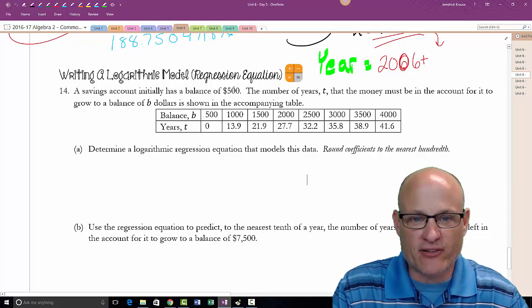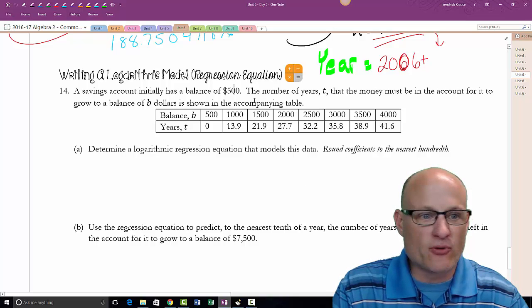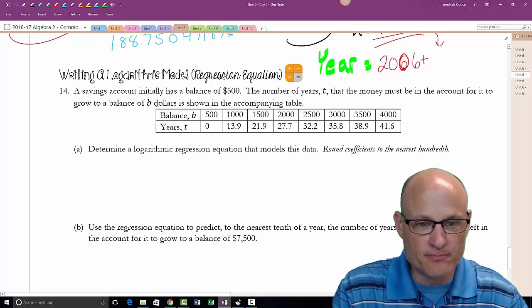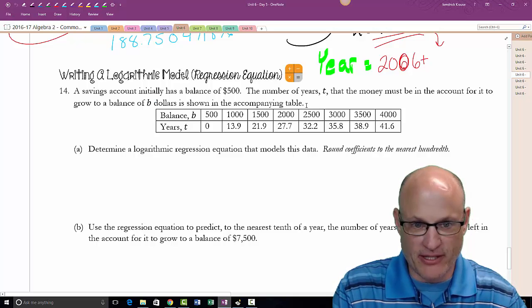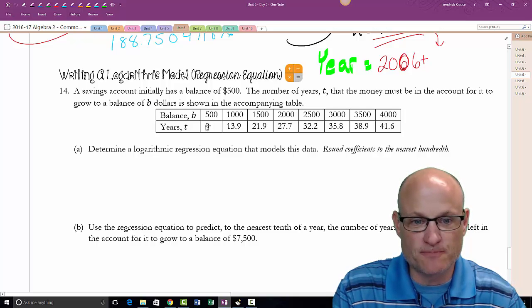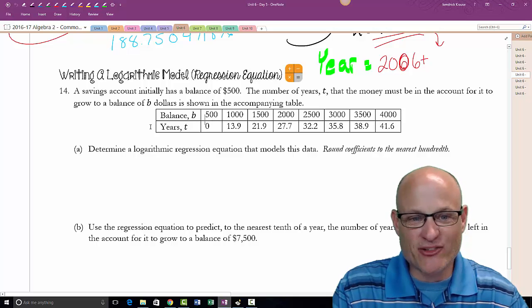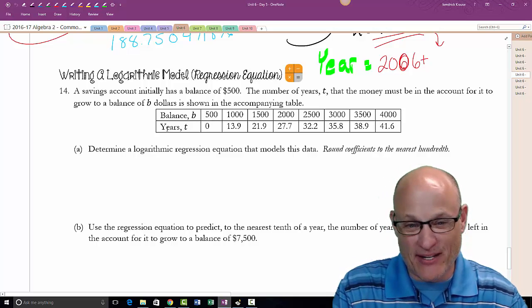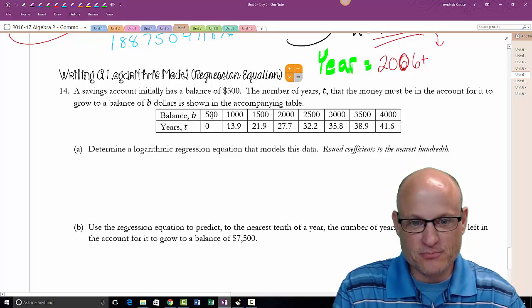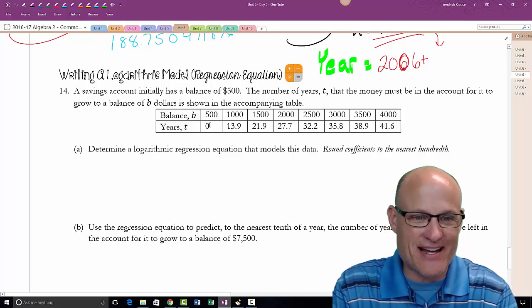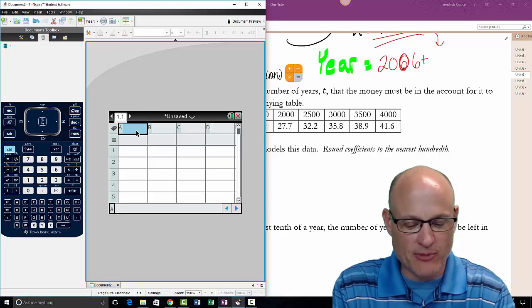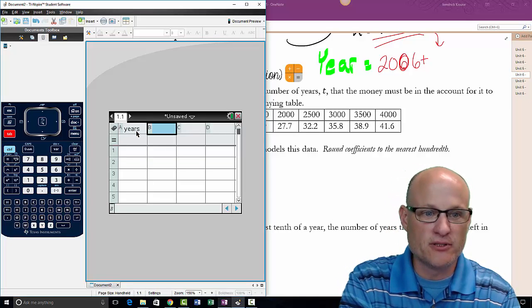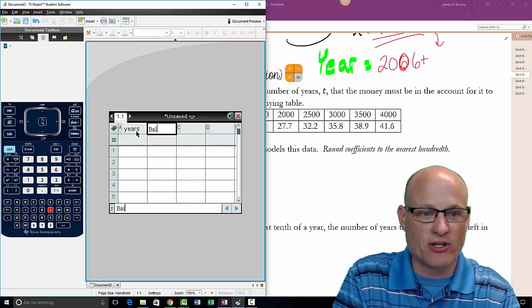A savings account initially has $500. The number of years T that the money must be in the account for it to grow to a balance of B dollars is shown in the accompanying table. So year 0, you get $500. So actually, years is the independent variable. That's like the X. And B is the balance, which is 500. So they try to trick us a little bit here. So I'm going to put years here and balance, because that's really X and Y.